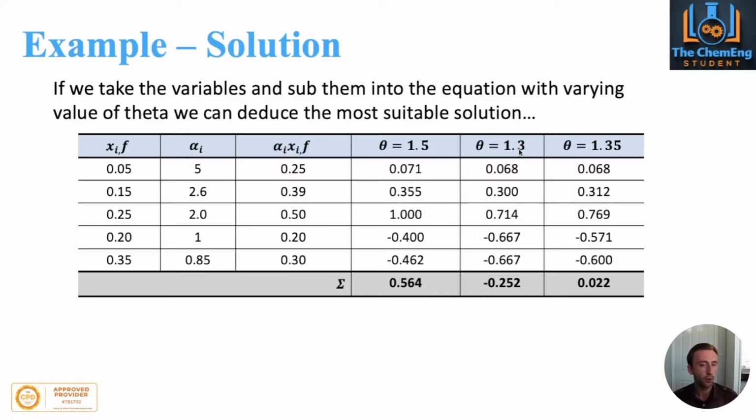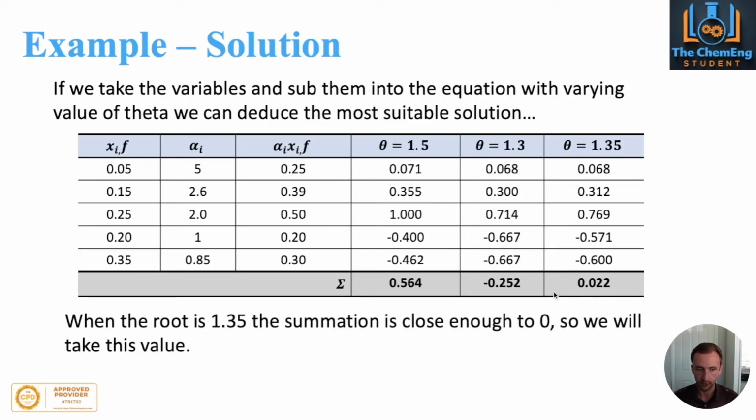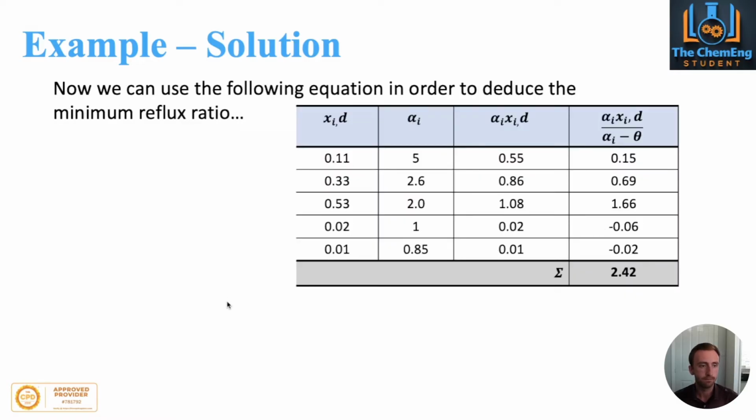If we try 1.3, then we've now gone negative. That means we need to try between 1.5 and 1.3. And in this case, we found that 1.35 was within a tolerable range. So what we'll now say is that theta for this particular system is 1.35. That's the value that we'll take when we apply these equations.